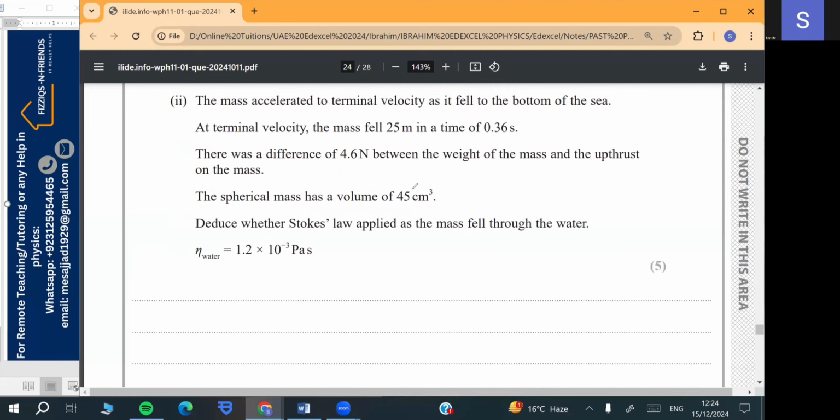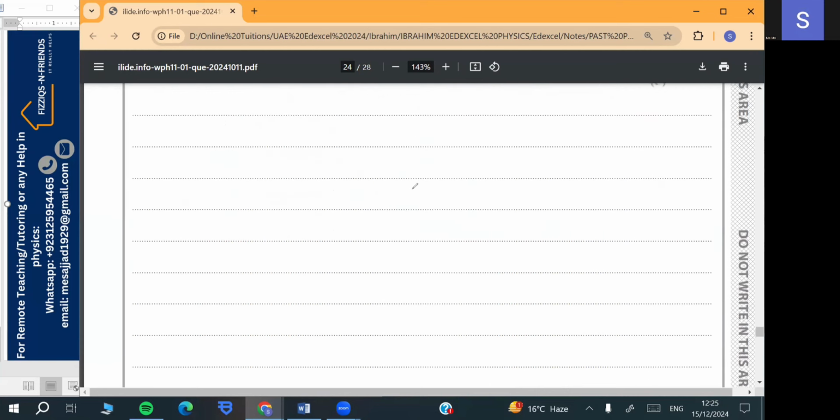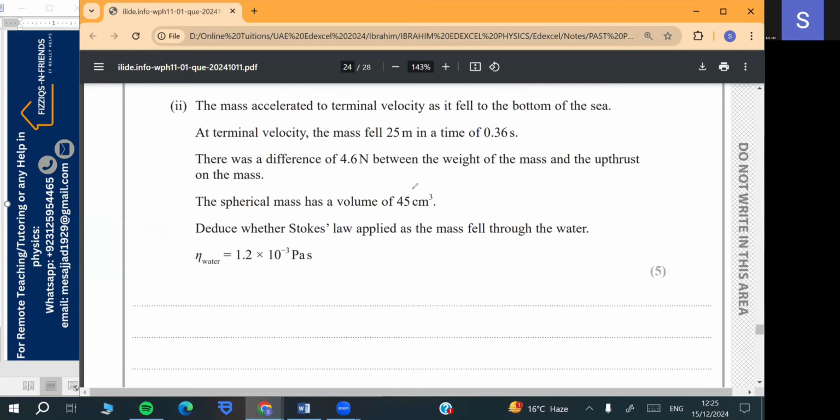Question 2. The mass accelerated to terminal velocity as it fell to the bottom of the sea. At terminal velocity the mass fell 25 meter in a time of 0.36 seconds. There was a difference of 4.6 Newton between the weight of the mass and the upthrust on the mass. The spherical mass has a volume of 45 cubic centimeter. Deduce whether Stokes' law applied as the mass fell through the water, given this viscosity of the water.